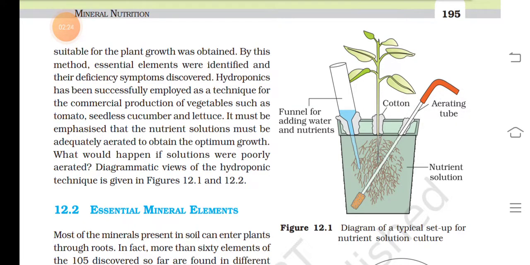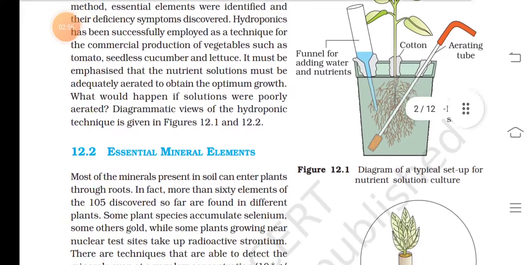Hydroponics has been successfully employed as a technique for the commercial production of vegetables such as tomatoes, seedless cucumber, and lettuce. It must be emphasized that the nutrient solution must be adequately aerated to obtain optimum growth. What would happen if the solution were poorly aerated? Diagrammatic views of the hydroponic technique are given in Figures 12.1 and 12.2.